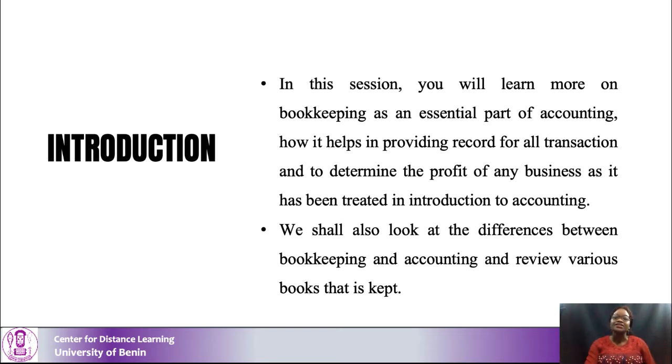Introduction. In this session, you will learn more about bookkeeping as it forms an essential part of accounting. The bookkeeper is one who basically records information first once they occur, so that the accountant will have things to work upon. They are actually evidences that substantiate whatsoever information will be recorded in the financial statement. The purpose of this is to determine the profit or the loss that any business will make at the end of the accounting period. We will also look at the differences between bookkeeping and accounting and review various books that are kept by the bookkeeper.